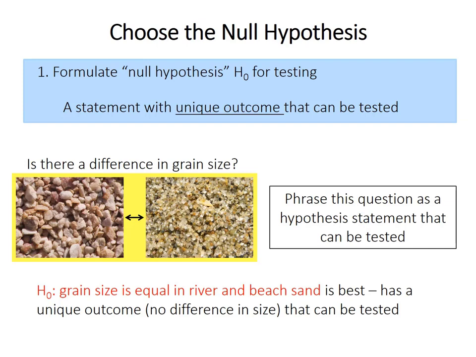In theory, you could choose any unique outcome. You could say river sand grain size is exactly twice as large as beach sand grain size, but this no difference null hypothesis is traditional. A null hypothesis, for example, that river sand is bigger than beach sand, even if that's what you think is true, isn't a good null hypothesis because there are infinite number of ways in which river sand could be bigger. It could be twice as big, 3 times as big, 0.5 times as big. So it's not easy to test and reject. You want a null hypothesis that has only one outcome, and traditionally that outcome is that there is no difference.